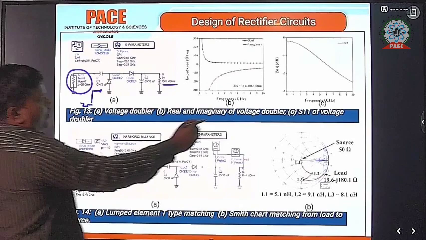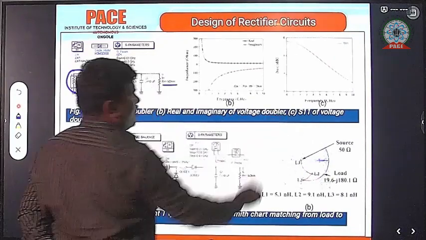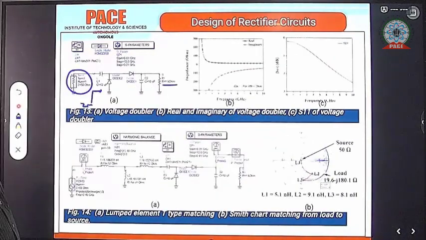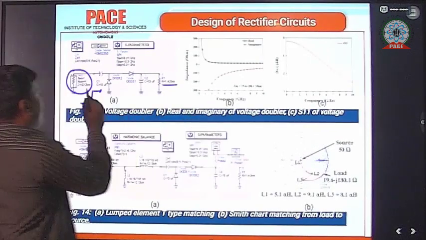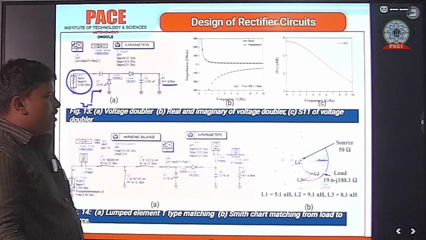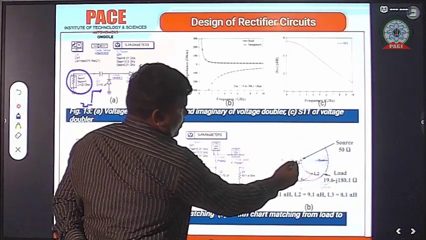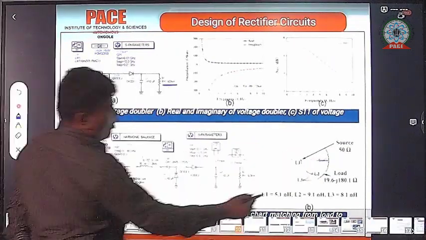So next, how do we match this complex impedance to the real impedance of 50 ohms? Here we are using the Smith chart technique. In the Smith chart method, this one is the source impedance, which is 50 ohms. Next, the load impedance is 19.62 minus j180.1 ohms. That is the load impedance. So how do we match the load impedance to the source impedance?